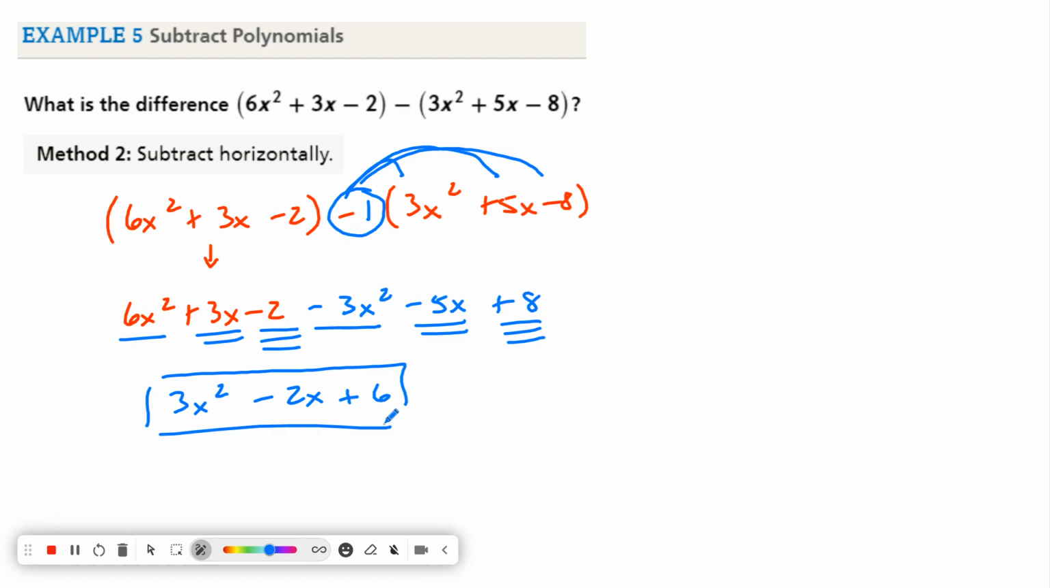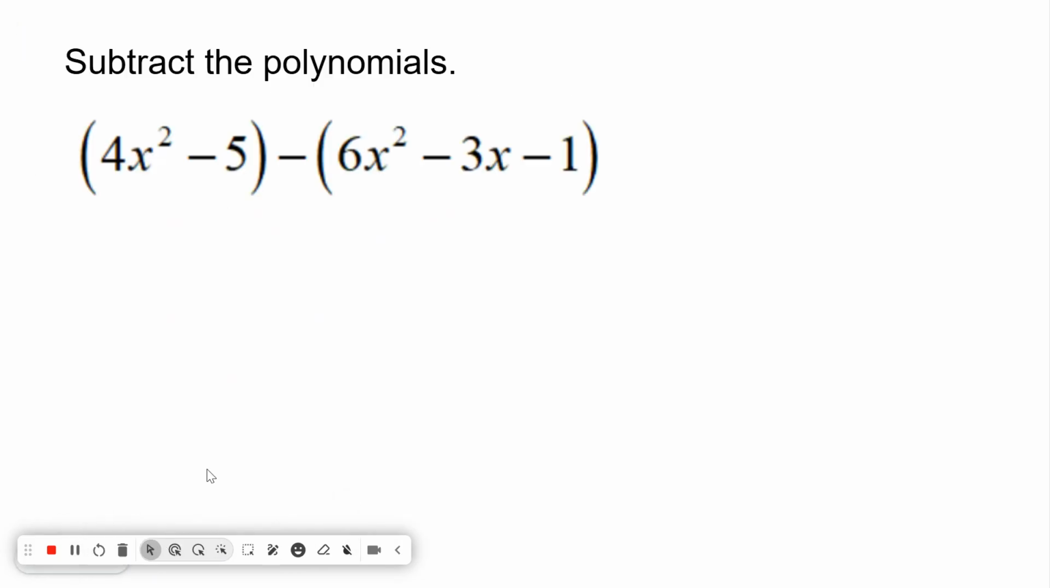So again, because of subtraction, this is why I do it horizontally. Addition and subtraction. Okay, let's do one more subtraction, right? Just because I think it's a little bit more difficult. So we're going to subtract these two polynomials. I'm not going to rewrite. I'm just going to bring this first polynomial down. Don't need the parentheses. So 4x squared minus 5.